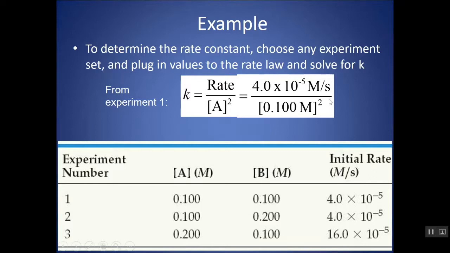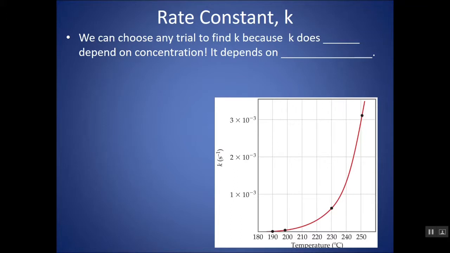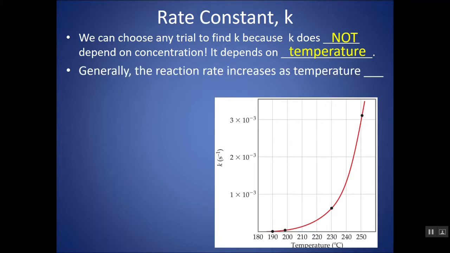So if I plug in, I'll notice I have molarity per second on top. I have molarity squared on the bottom. Don't forget to square both the number and the unit. And one of the molarities will end up canceling out, and I'll be left with just one molarity in the denominator. So my units are M to the minus 1, s to the minus 1, or 1 over molarity seconds. Okay, you can choose any trial to find K because K does not depend on concentration. It only depends really on temperature.